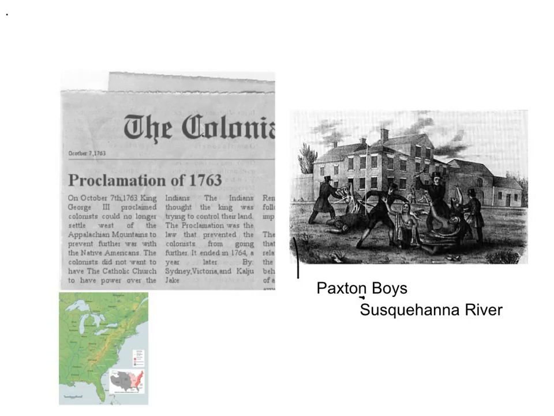III established the Appalachian boundary, which restricted westward expansion.